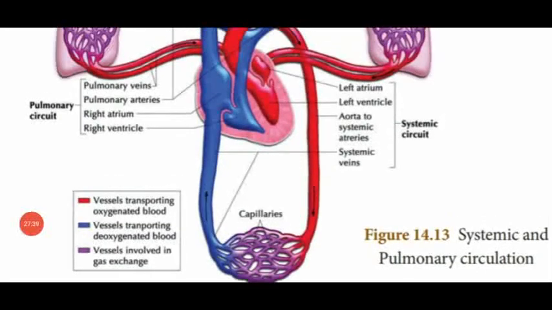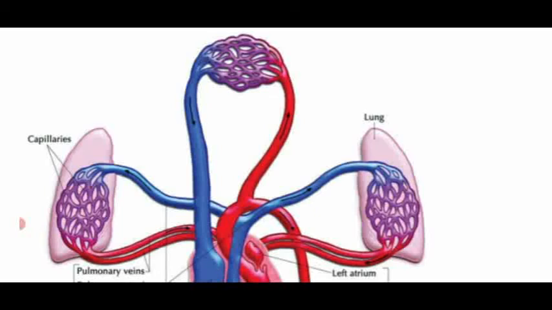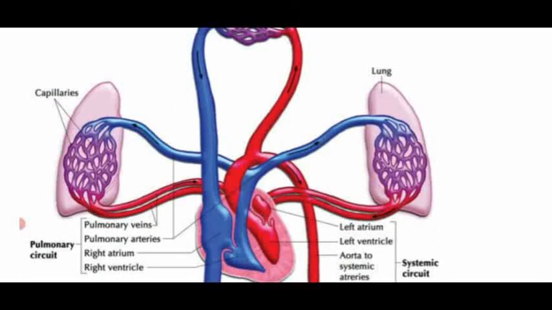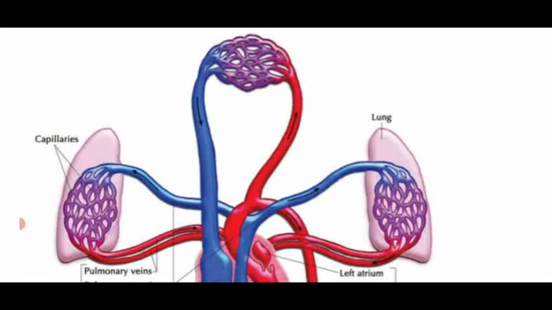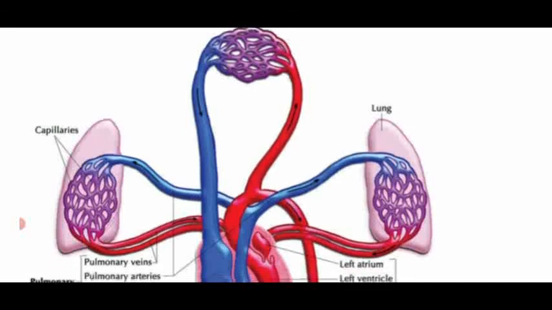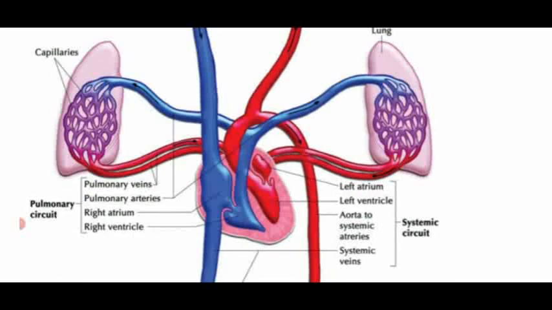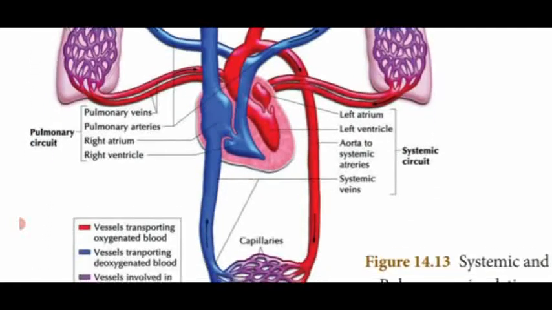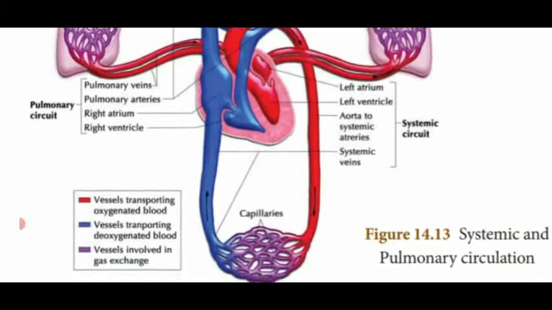Dear students, this is the diagram showing the pulmonary and systemic circulation. You have already seen this diagram. The arterioles and venules form a net-like structure known as capillaries. This is the thoracic cavity, where a pair of lungs is present. Above the diaphragm, the heart is located in the thoracic cavity. So they are showing the 2 types of circulation, pulmonary and systemic circulation.